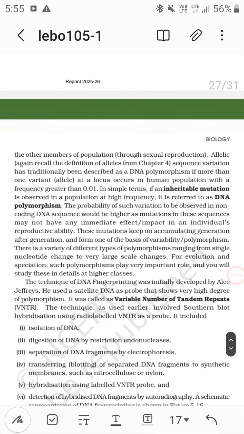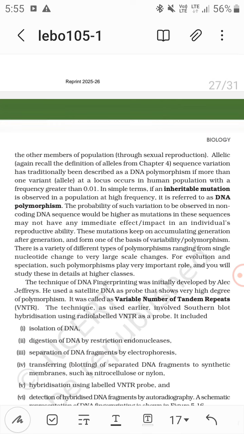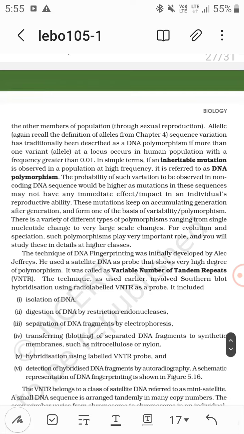The probability of such variation being observed in non-coding DNA sequences would be higher, as mutation in these sequences may not have an immediate effect on an individual's reproductive ability.